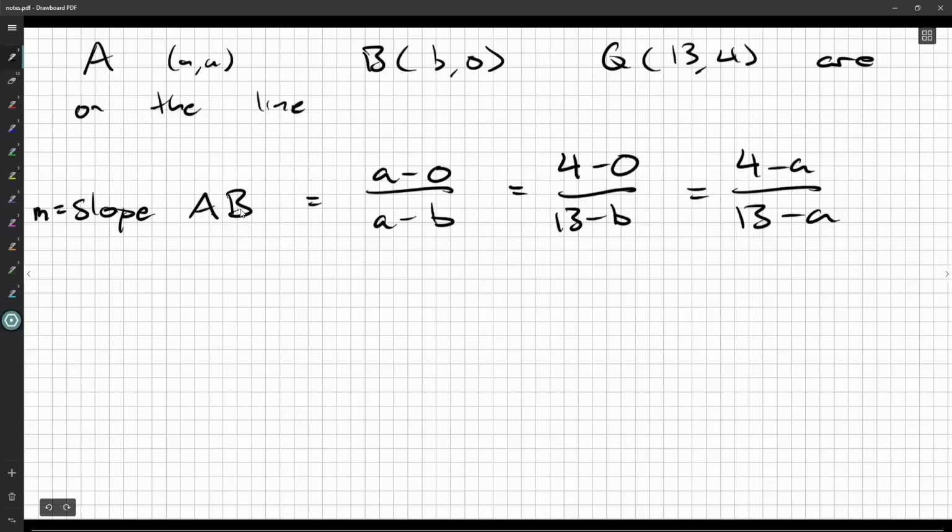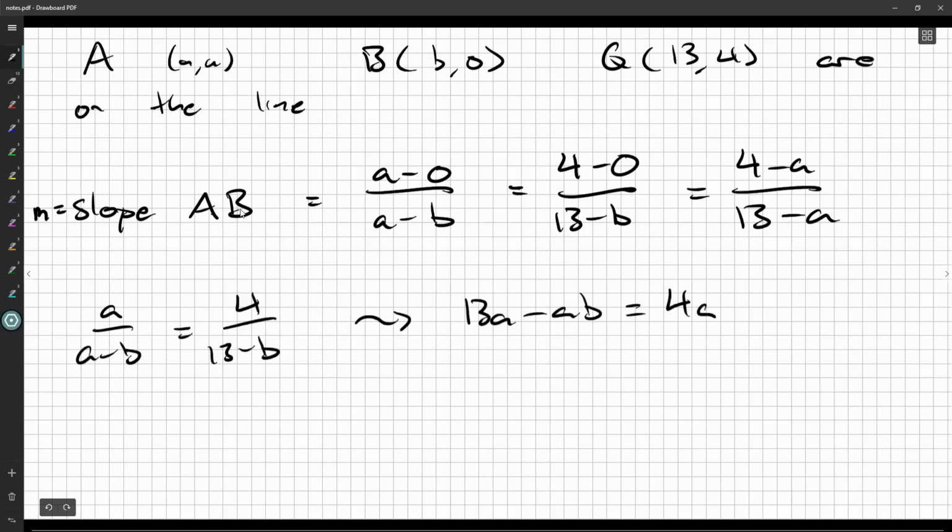Okay, so, well, what should we do? Actually, let's, I don't even know what's best here. Well, let's say a over a minus b is equal to 4 over 13 minus b. So that tells me 13a minus ab is the same as 4a minus 4b. So 9a is the same as b times a minus 4.